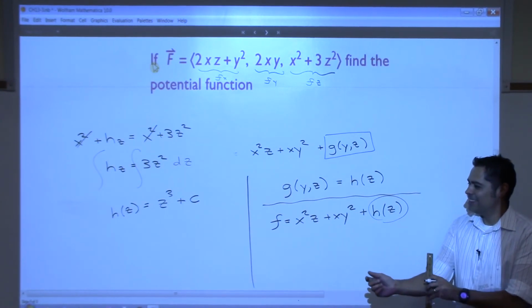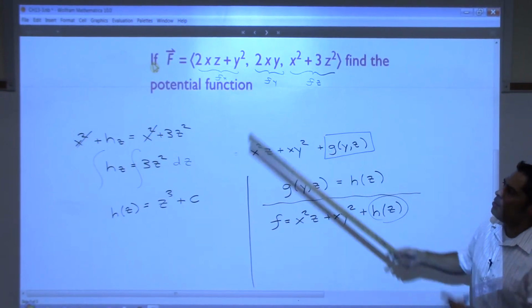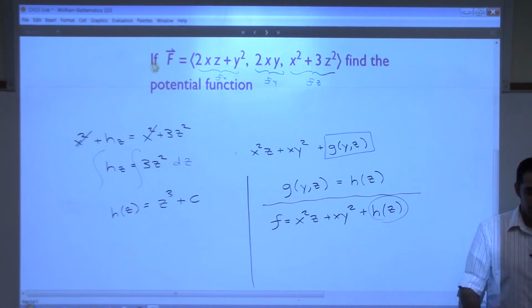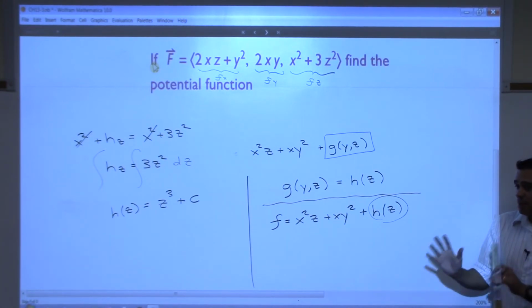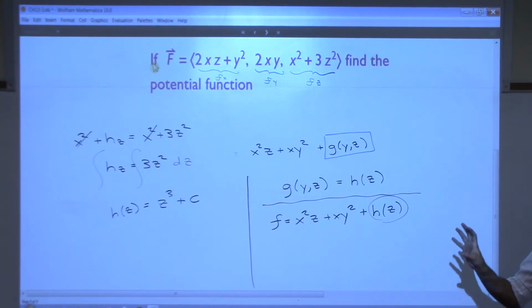You got it? The first time you do it, when you come backwards, that constant is actually a function of 2 variables. The second time, it turns out in this problem, it was only a function of 1 variable. And then the third time, you're finally at a constant.